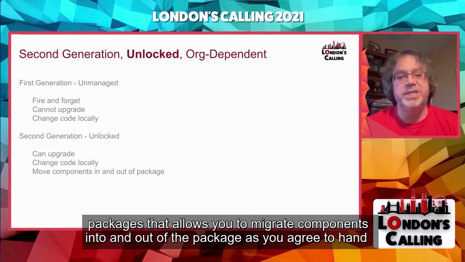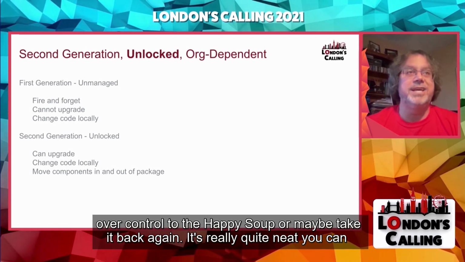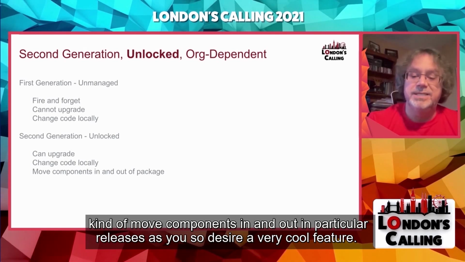But there is also a mechanism in second generation packages that allows you to migrate components into and out of the package as you agree to hand over control to the happy soup, or maybe take it back again. It's really quite neat. You can move components in and out in particular releases as you so desire. Very cool feature.